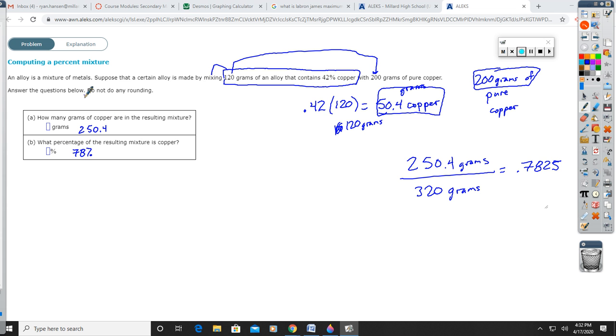250.4. Well, it says do not do any rounding, so that has to be 78.25%. So anyways, that's how many grams of copper are in the resulting mixture and the percent of copper in the resulting mixture.